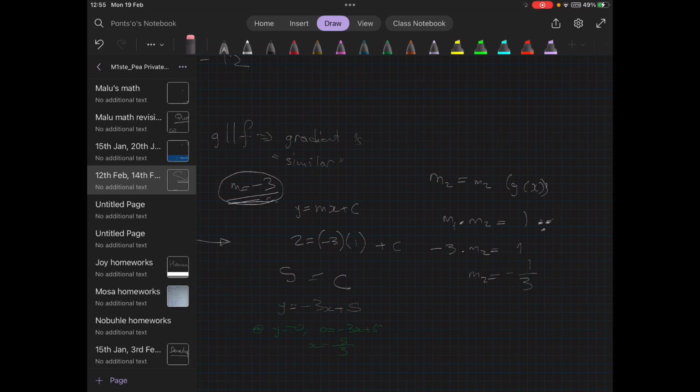The gradients are the same because they're parallel. So we can just say M is -3. Okay, cool. That's where you said maybe I lost you, because I just substituted that along with the point that they said lies on the graph, and then I found the y-intercept. Then I could work out the x-intercept. So we're going to do that quickly.